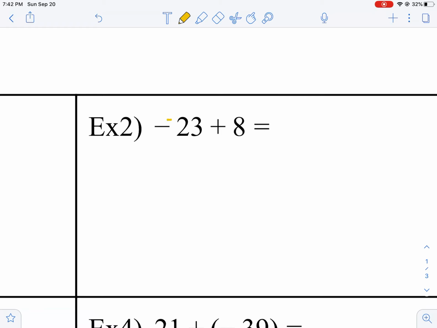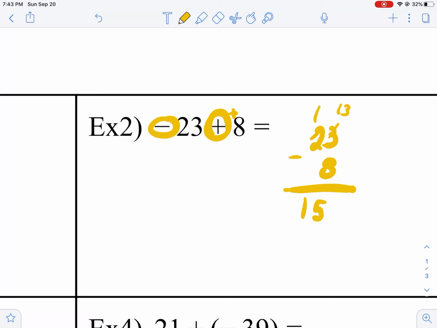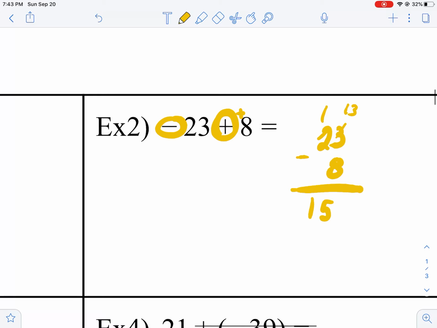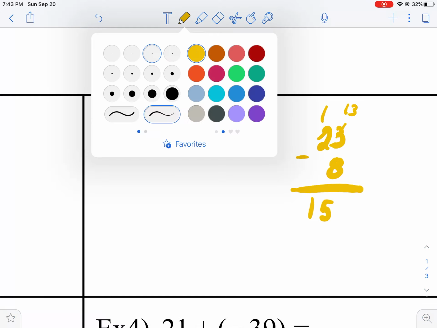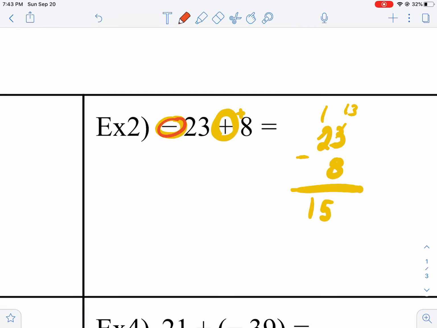And one last one. Here I see we are adding a positive and a negative, okay? So we have to subtract our numbers, 23 minus 8, which is 15. We have to take the sign of the higher number. So what's bigger, 23 or 8? And 23 is bigger, so we are taking the negative.